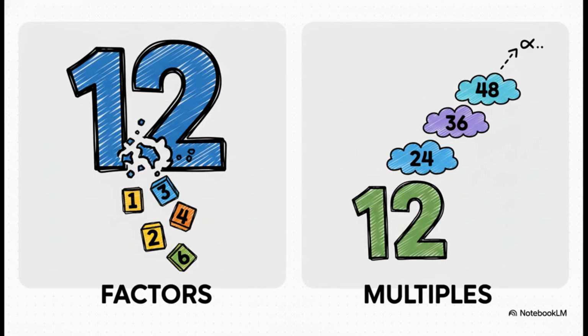So check this out. This really shows us the difference side by side. On the left, you've got the factors of 12. It's building blocks. See, there's only a few of them. But on the right, you've got the multiples of 12, and those just keep on going. So the big takeaway here is factors are few and they're smaller, while multiples are infinite and they're bigger.